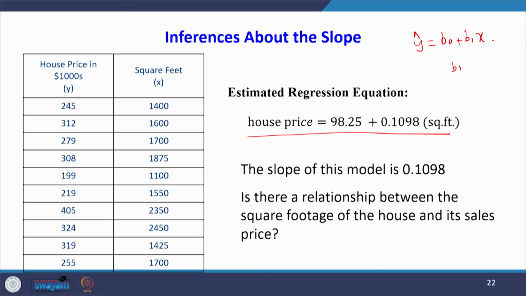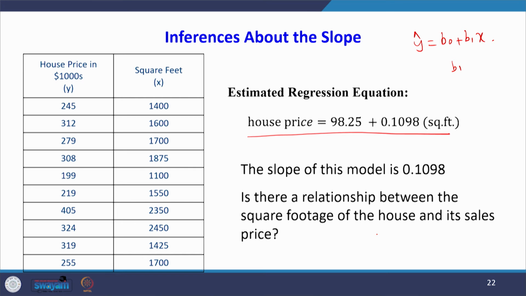If you extrapolate for the population, whether this relationship between square feet and the house price is significant or not, that we can test with the help of inferences about the slope. So, this slope value 0.1098 is only for the slope which we got from the sample data. Now, we are going to test is there a relationship between the square footage of the house and its sales price.